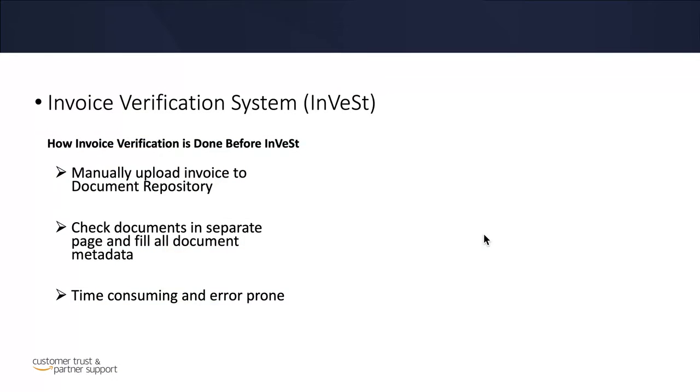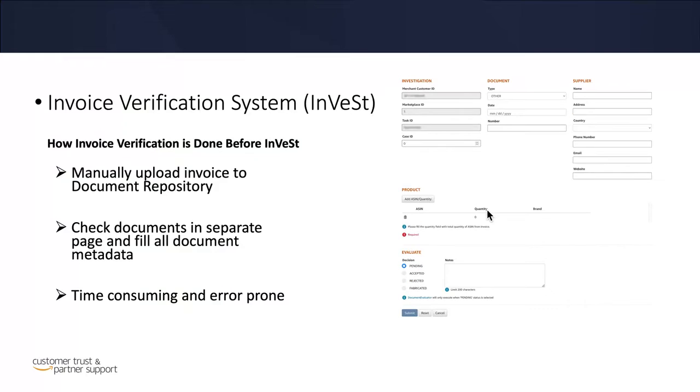Before InVest, investigators needed to upload the invoice document manually to the document repository widget. Then they had to fill out the invoice metadata by first checking the invoice and then typing the data accordingly, so that they could take the next steps to verify the invoice. Take an example of the invoice metadata that an investigator needs to input for one single case. As we can see, there are more than 15 fields that need to be filled for a single document.